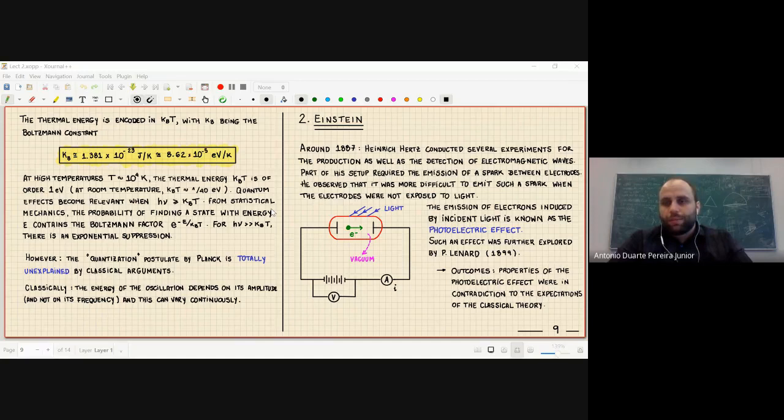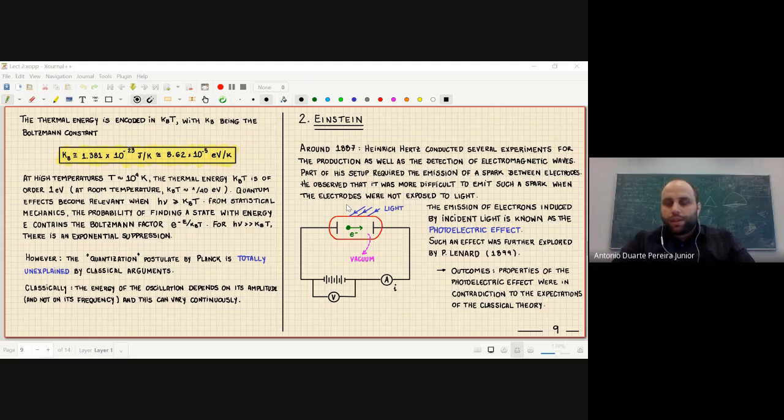So this was the very first, well, when we tell the history of quantum mechanics, this is the very first important result that tells you that something seems to be happening in such a way that the classical theory has to be modified. And another very important celebrated example about that is what we call the photoelectric effect.